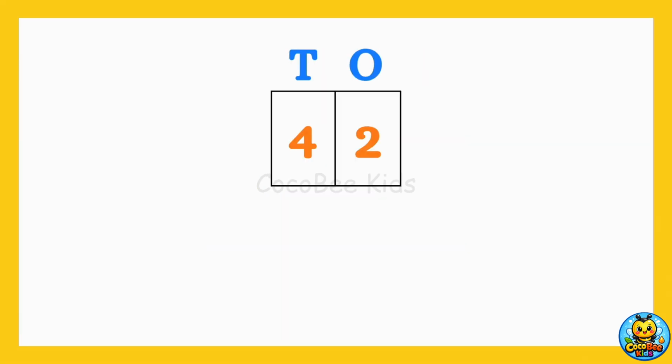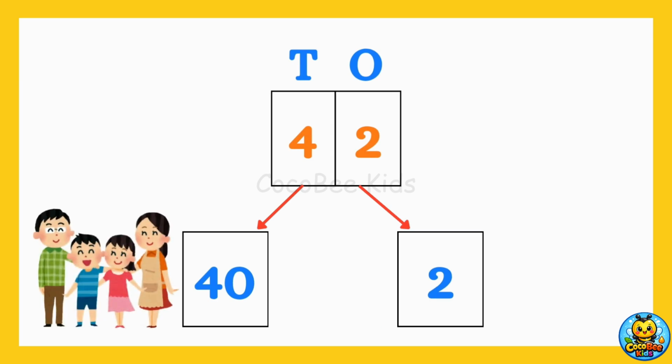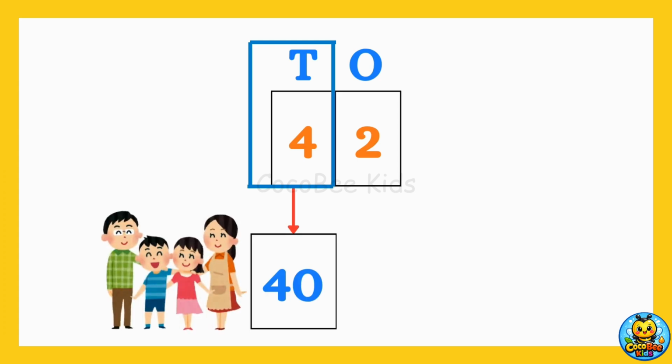Now tell me, what number do you see on screen? 42. Which numbers do you hear when we say 42? It is 40 and 2. So 42 belongs to the family of 40s. For a two-digit number, the tens place tells us the family of the number. Here we have 4 in the tens place. So 4 tens becomes 40 and 42 belongs to the family of 40.